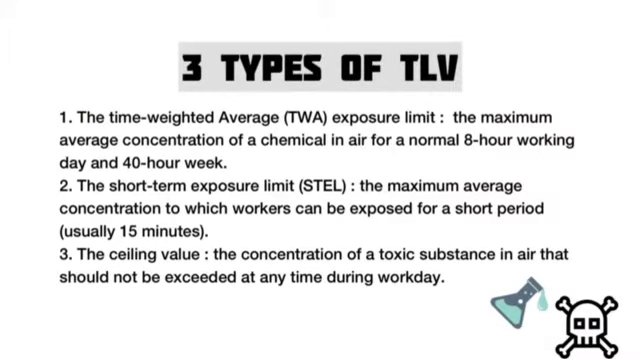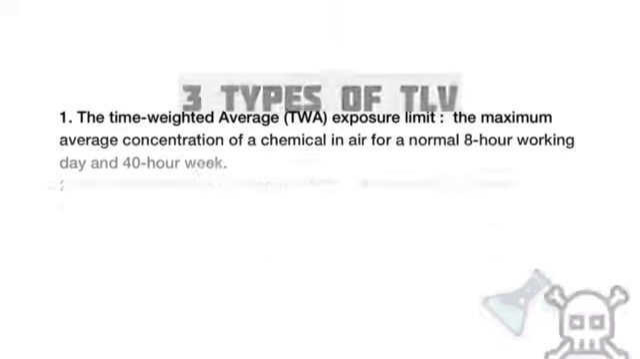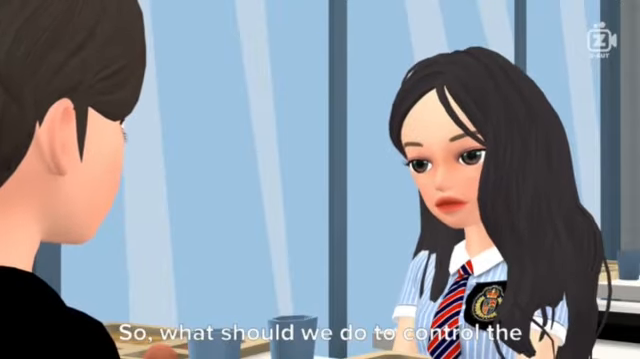TLVs have three types. First, the time-weighted average exposure limit is the maximum average concentration of a chemical in air for a normal 8-hour working day and 40-hour week. Second, the short-term exposure limit is the maximum average concentration to which workers can be exposed for a short period, usually 15 minutes. And the last one, the ceiling value, is the concentration of a toxic substance in air that should not be exceeded at any time during the workday. So what should we do to control the exposure?